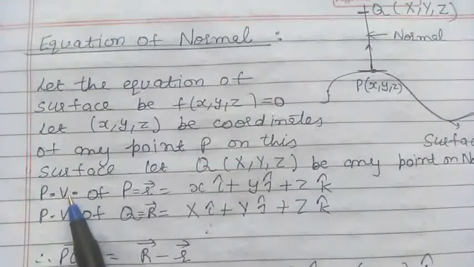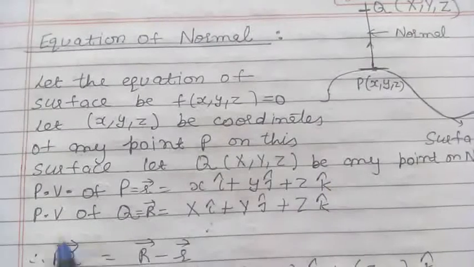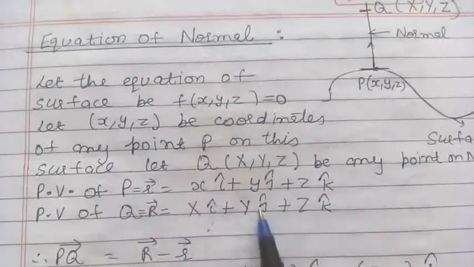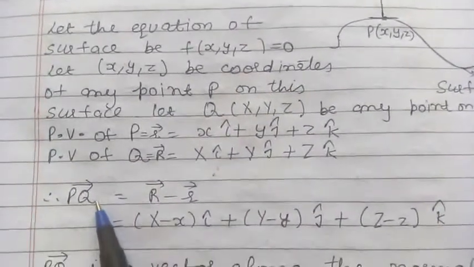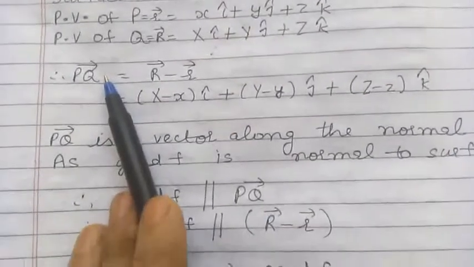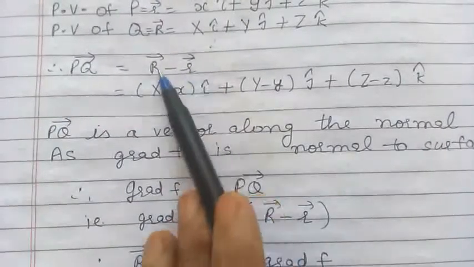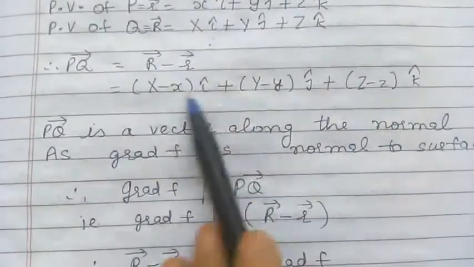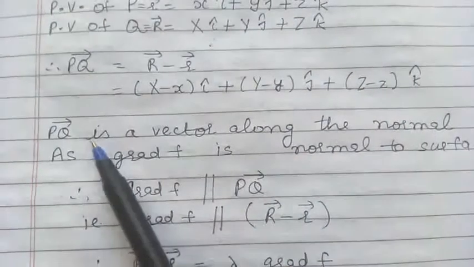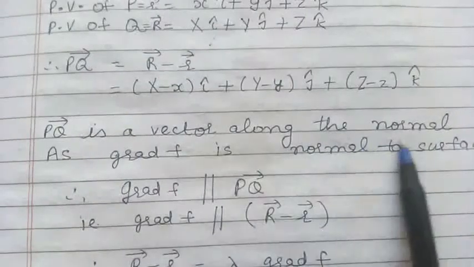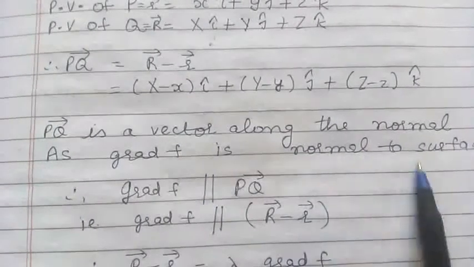Now let us take the position vector of point P as xi plus yj plus zk, and the position vector of point Q as Xi plus Yj plus Zk. Now let us find the vector PQ, which is given by the position vector of point Q minus position vector of point P. So this is vector R minus r. Substituting the values of components of both vectors here, we get the vector PQ. Now we can see that the vector PQ is a vector along the normal, and also we know that gradient f is normal to the surface.